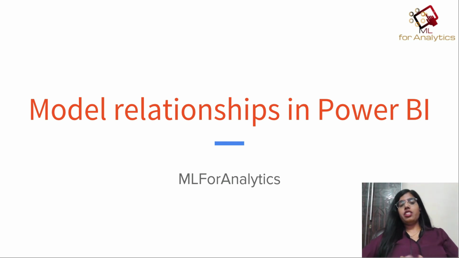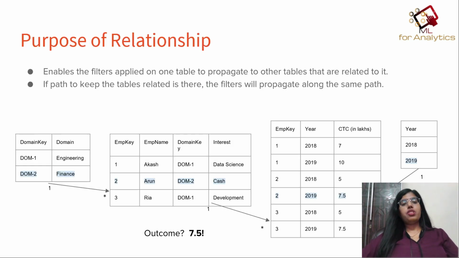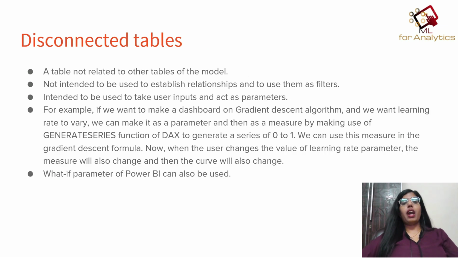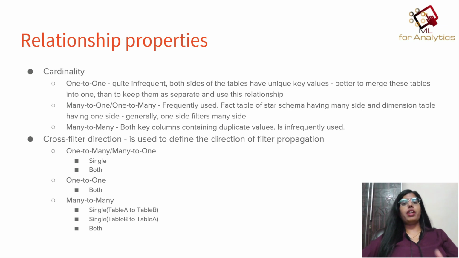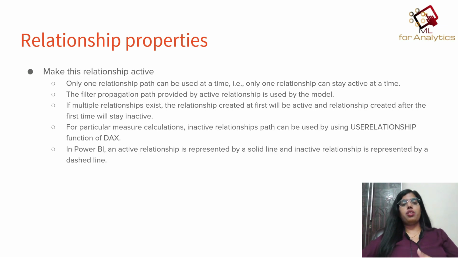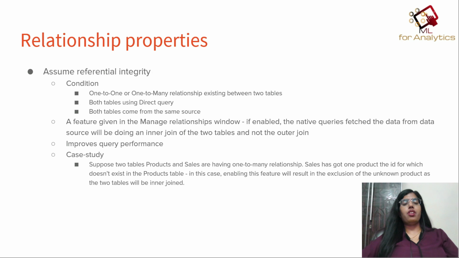Today we will be continuing with our topic, model relationships in Power BI. In previous tutorials we had covered the purpose of relationships. We had talked about disconnected tables. We had talked about relationship properties. We had delved deeper into cardinality, cross-filter direction, make this relationship active, and assume referential integrity.